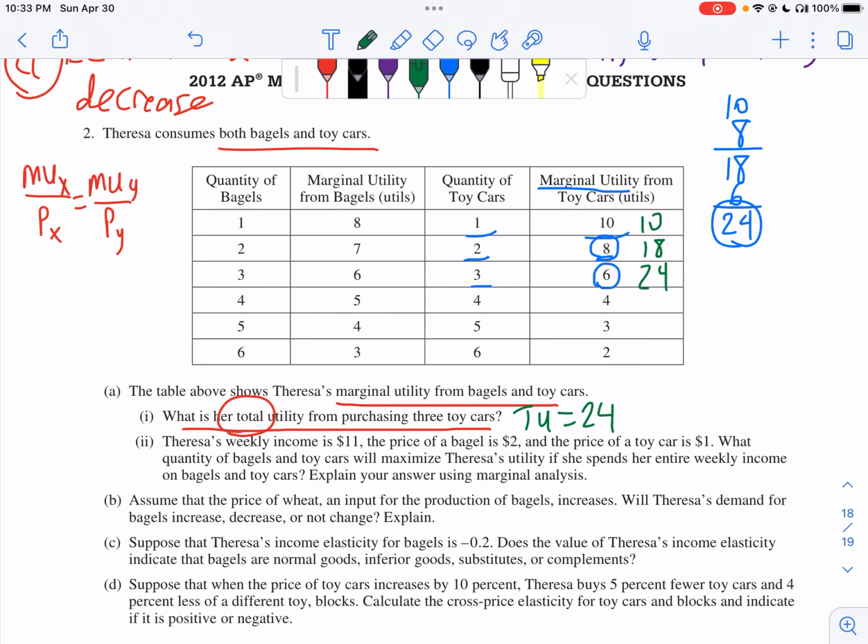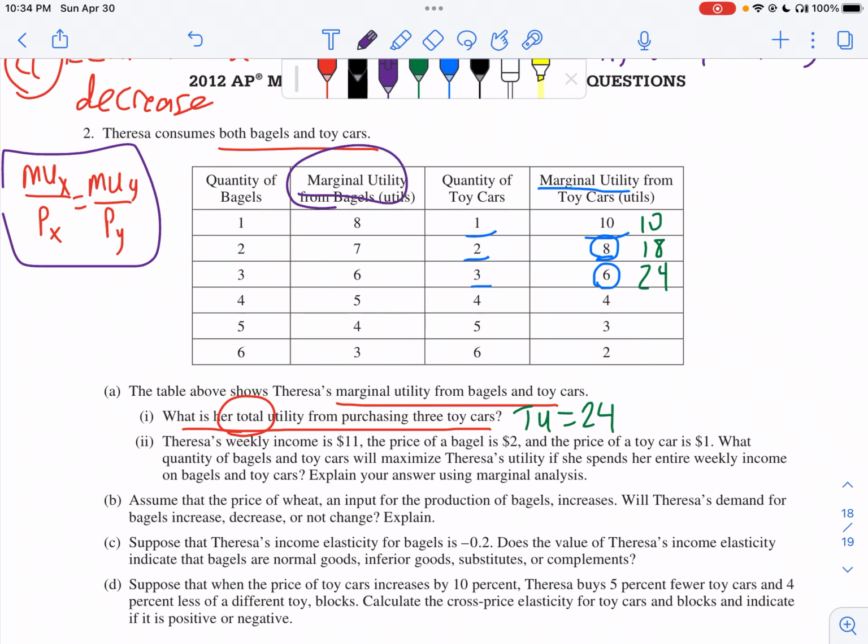Part B, double I. Teresa's weekly income is $11. The price of a bagel is 2. The price of a toy car is 1. What quantity of bagels and toy cars will maximize Teresa's utility if she spends her entire weekly income on bagels and toy cars? Explain your answer using marginal analysis. So I'm really glad we wrote down this formula because now we have to use it. So marginal utility divided by price.